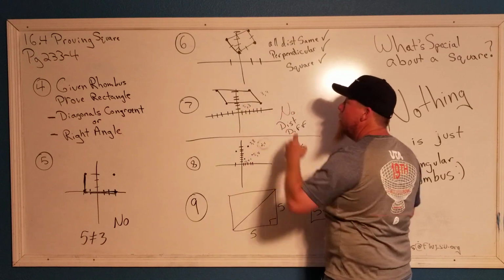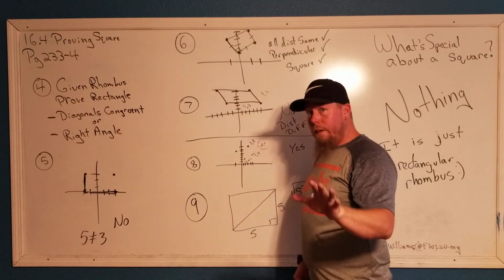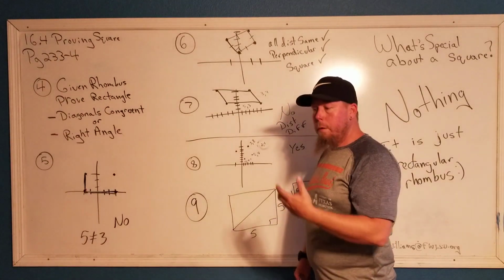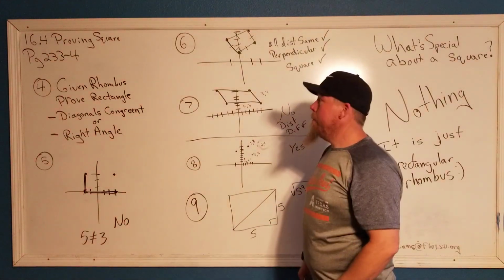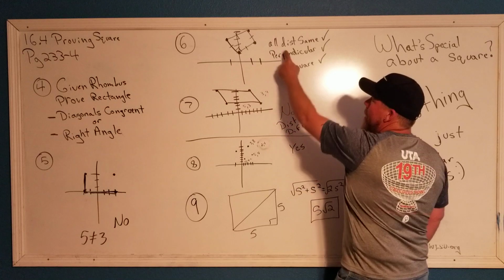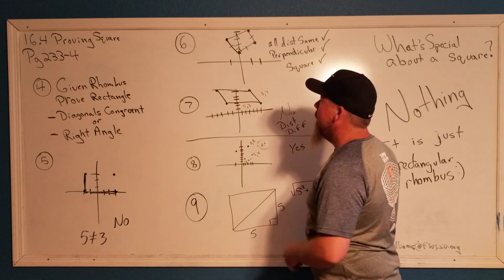I've got it drawn up here. Notice my drawings aren't great. Yours don't have to be great. If you use the coordinates and you can put them into the formulas, the drawing doesn't have to be perfect. You can still see the answers. All my distances are the same, and my lines are perpendicular.